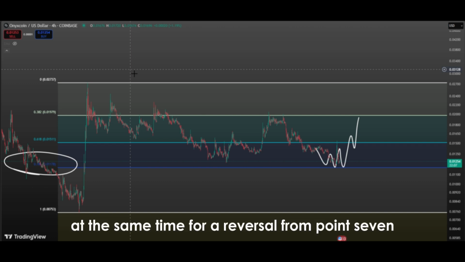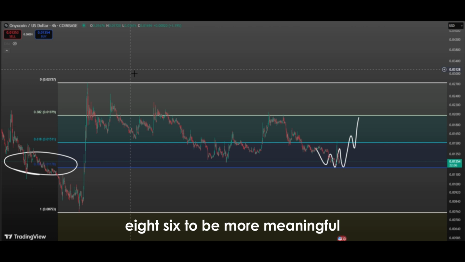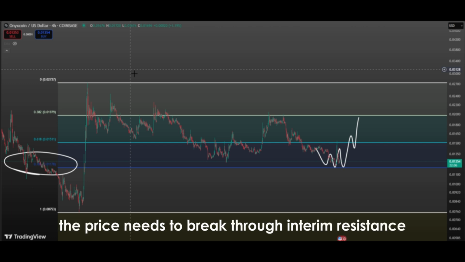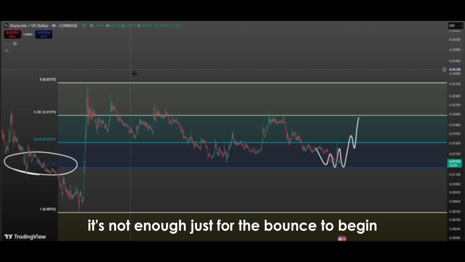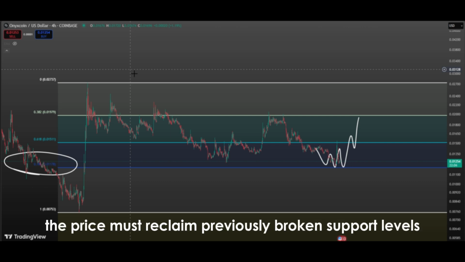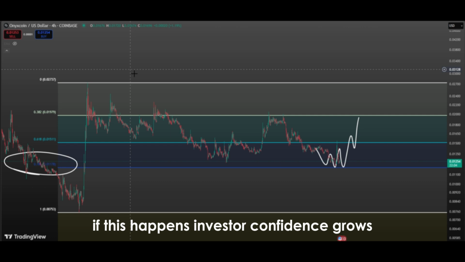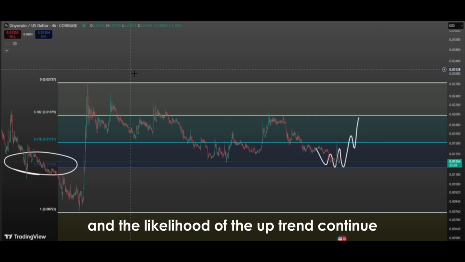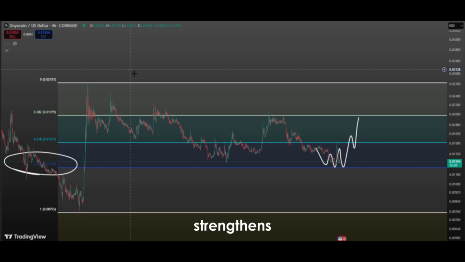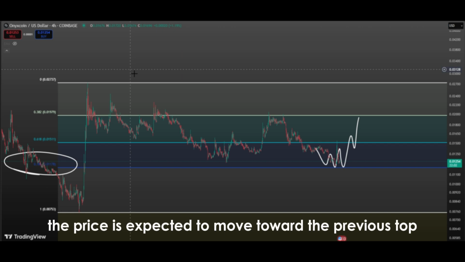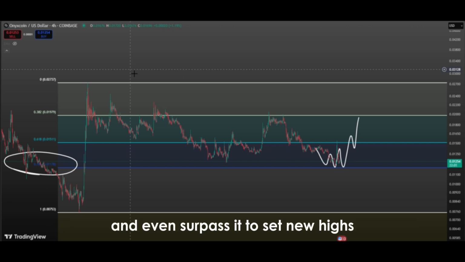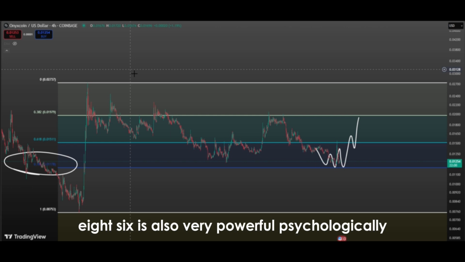At the same time, for a reversal from 0.786 to be more meaningful, the price needs to break through interim resistance levels on the way up. In other words, it's not enough just for the bounce to begin. The price must reclaim previously broken support levels. If this happens, investor confidence grows and the likelihood of the uptrend continuing strengthens. Especially when the price reclaims the 0.618 level, it is interpreted as confirmation of the bullish trend. At that point, the price is expected to move toward the previous top and even surpass it to set new highs.